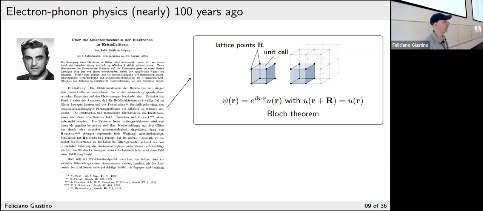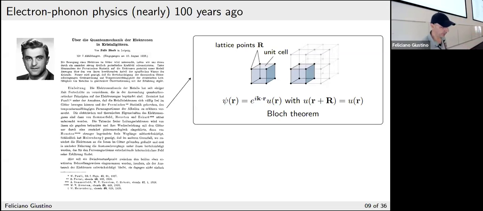Now, in the same paper, if you go to the second part, that's a very long paper. It's about 30 pages. Actually, that's an entire PhD thesis of Felix Bloch. In the second part, what he does is to say, well, now that I know what electrons look like in solids, why don't I study how they interact with the lattice? So actually, he discusses what today we call electron-phonon interactions. He called them the interaction between electrons and the elastic waves of the lattice, okay?